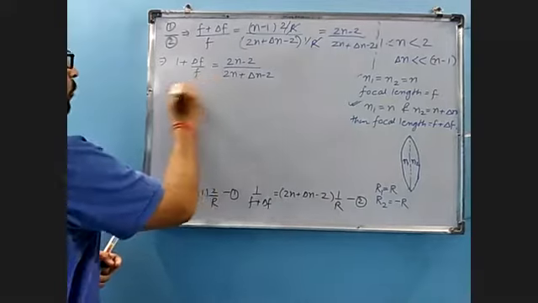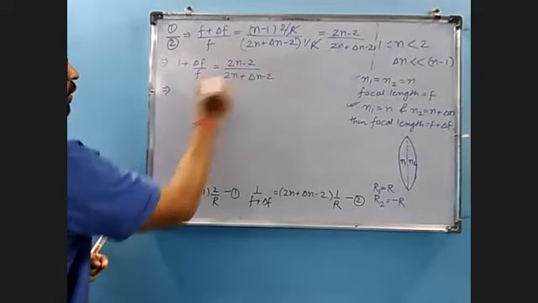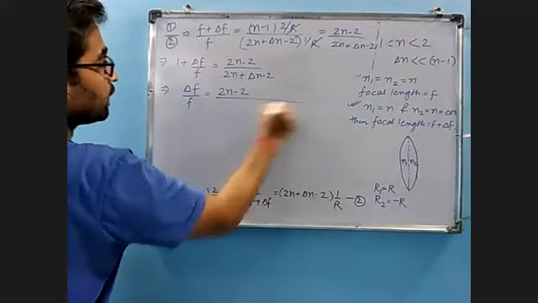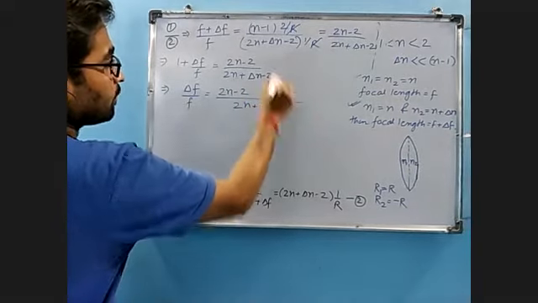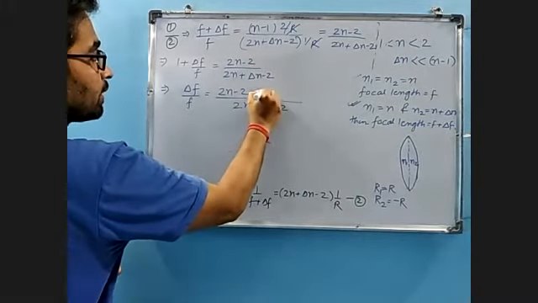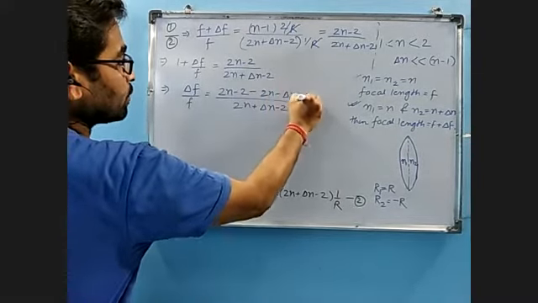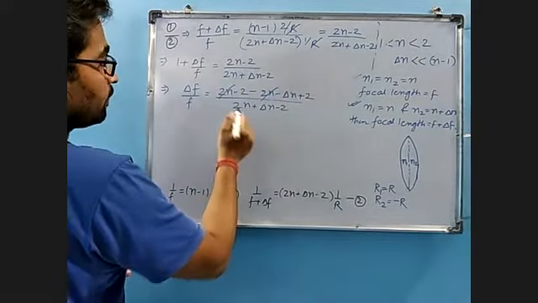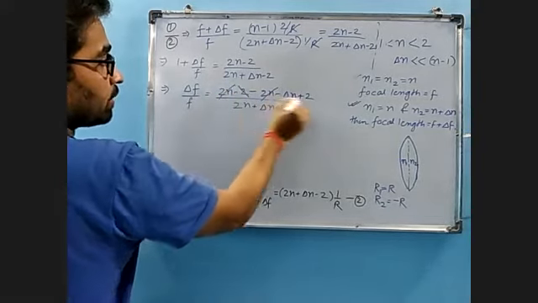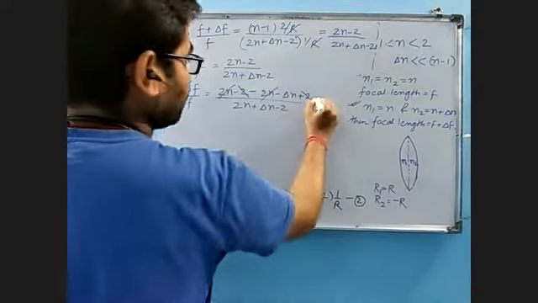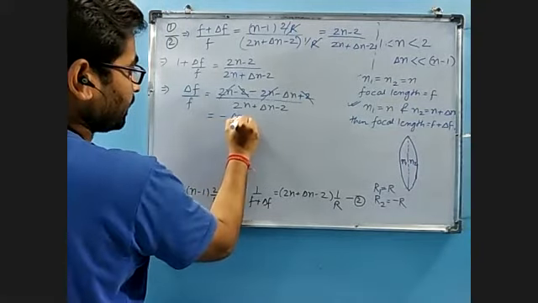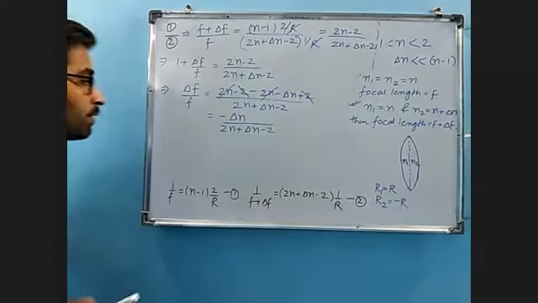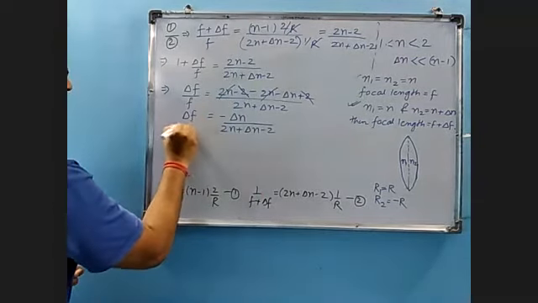Okay, now look, this will imply, if we take the 1 to the other side, delta f by f will be equal to 2n minus 2, taking the LCM, and there will be minus 1 this side, so this will be minus 2n minus delta n plus 2. So 2n will get cancelled, and plus 2 minus 2 will get cancelled. So this will be minus delta n upon 2n plus delta n minus 2. Okay, so this will be delta f by f.